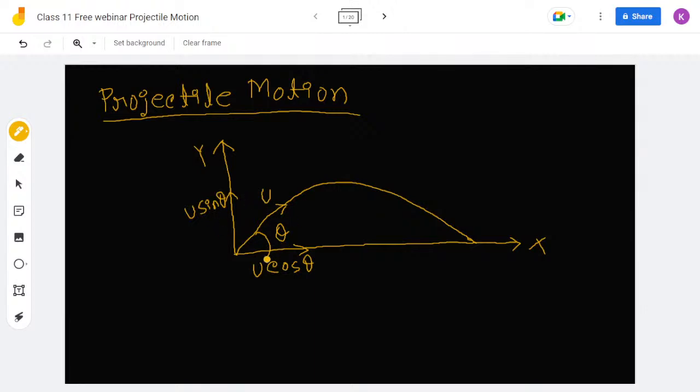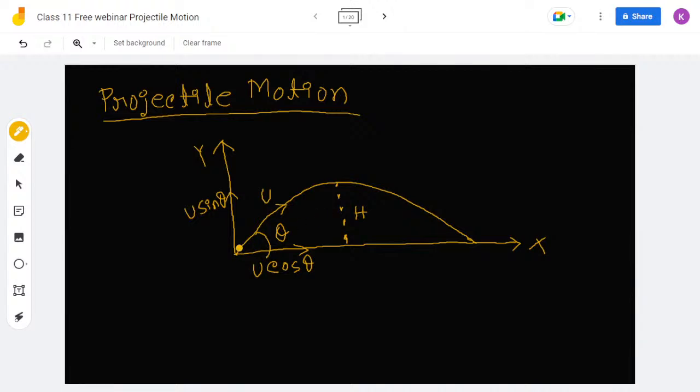These two are the two components of the velocity. Now the horizontal component is required to find the range of the projectile motion, and the vertical component is required to find the maximum height of the projectile motion. Let's call this maximum height h.